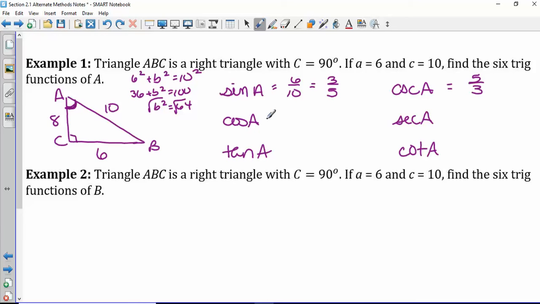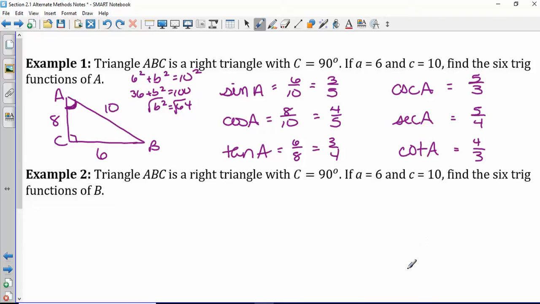Okay. Cosine is adjacent over hypotenuse. So the adjacent side is 8, and hypotenuse is 10. So 8/10 reduces to 4/5, which means secant is 5/4. And then tangent, TOA, opposite over adjacent, would be 6/8, which reduces to 3/4. So cotangent is 4/3.